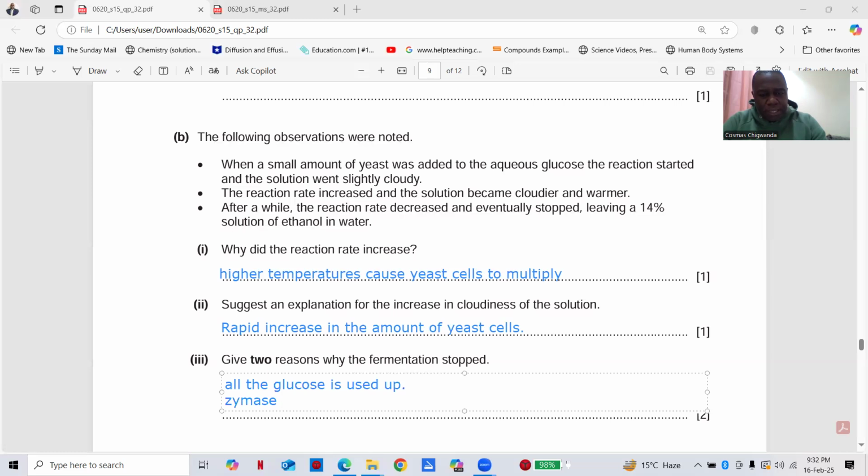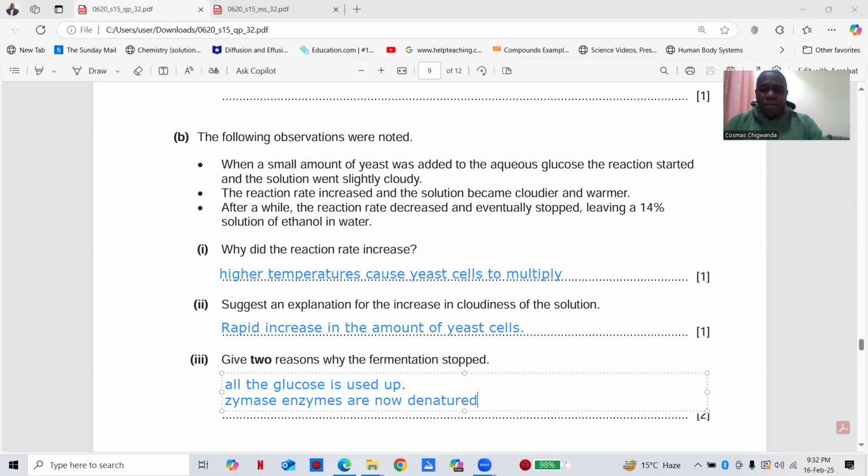Enzymes are now denatured. Okay, please don't use the word killed when you are talking of enzymes. They are denatured. They are no longer active. Their active sites have been changed, so they can no longer help in the fermentation process. Enzymes are now denatured.